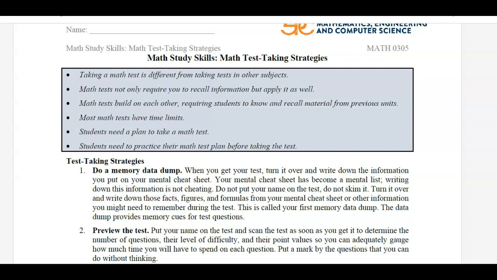Most math tests have time limits. Students need a plan to take a math test. Students need to practice their math test before taking the test. And we've kind of already talked about that when we talked about how to study. When you study for a math test, like I said, you need to practice problems until you can work them efficiently, meaning within a timely manner, and independently, without having to look anything up. If you're working to get ready for a math test and you're having to look things up, ask for help, or use an app, then there's no way you're ready for the actual test.